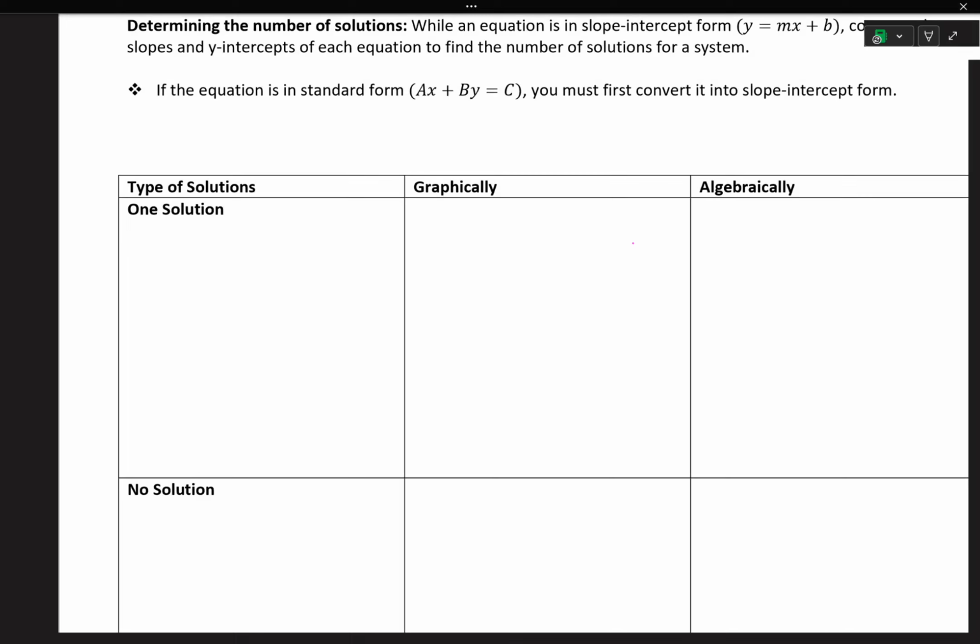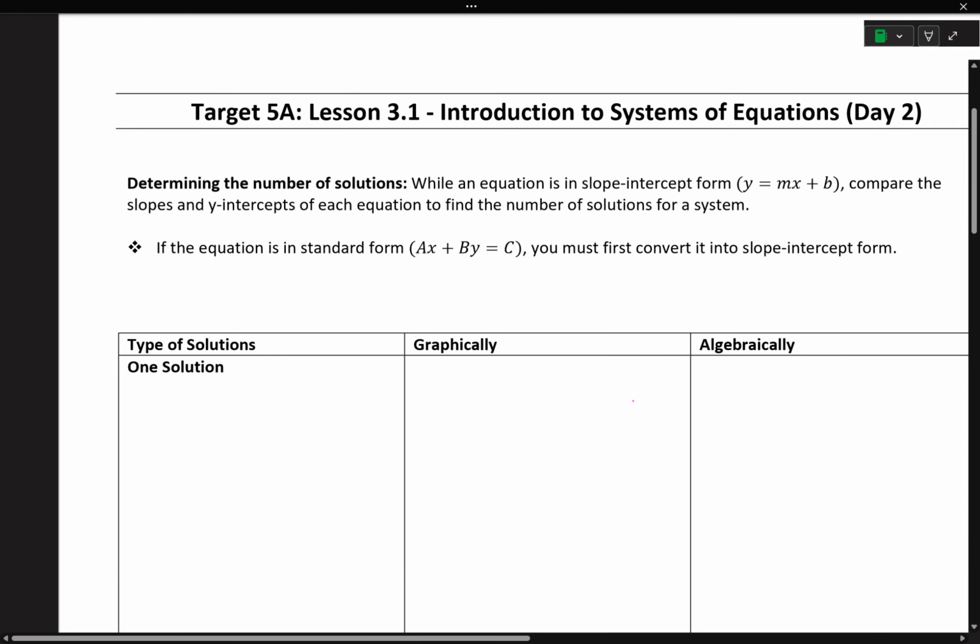Hello, and welcome to a little video about solving systems through substitution. But before we do that, let's talk about the types of solutions we can get. We kind of explored it yesterday when we were graphing, but let's take a peek at both graphically and algebraically.